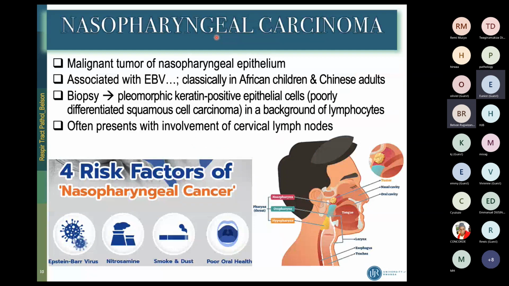So nasopharyngeal carcinoma, this is a common cancer. Here in Rwanda, we see them. In East Africa, they are common. It is associated with Epstein-Barr virus. This virus is associated with lymphomas such as Burkitt lymphoma, but also some carcinomas. The most known one is the nasopharyngeal carcinoma.